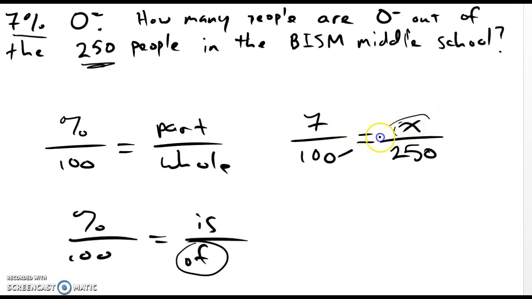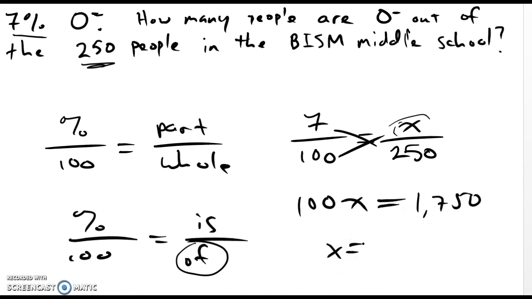Now you know what to do here. We've looked at it several times. You just cross multiply and solve. We have 100x is equal to 1,750 people. And when we divide by 100, we wind up getting 17.5. So 17.5 out of 250. Ordinarily, when you're talking about a group of people, you want to round to the nearest one because you're not going to have half a person, well, hopefully. So I'm going to make the is equal to approximately 18. 18 out of 250 is 7% with O negative blood.